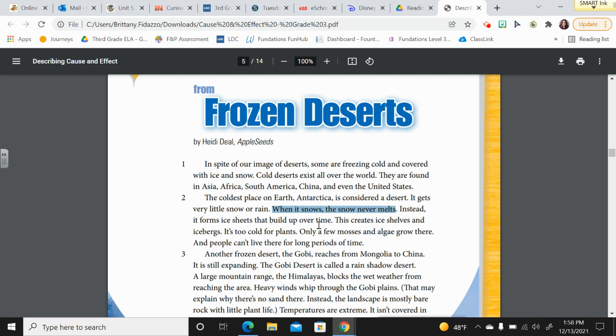Another thing that happens is that the snow forms ice sheets that build up over time. So it's just sheets and sheets of ice. And then another thing is that ice shelves are created, and so are what other things? Right, icebergs. Because it's extremely cold, it's too cold for plants to grow. And really, the only other thing that you could underline here is that because it's so cold, people can't live there for long periods of time. It's not good for humans.